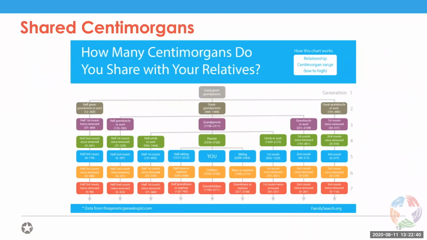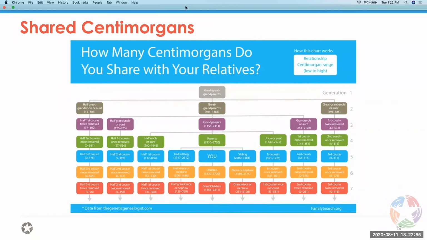The different amounts of centimorgans correspond to genetic distance. So the more centimorgans you have in common with another person, the more closely related you are to them. This chart organizes this information by generation.